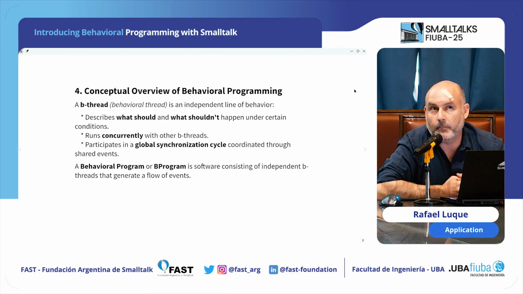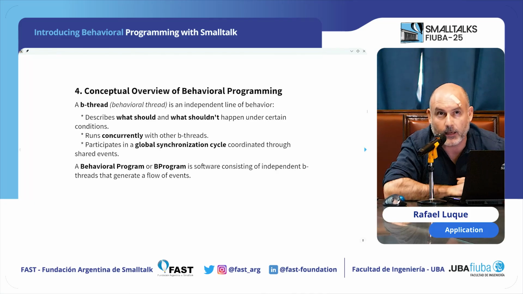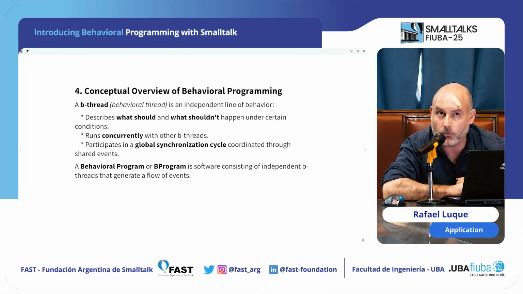A few words about the main concepts of behavioral programming. We have been talking about B-threads. B-thread is short for behavioral thread. We can understand this behavioral thread as a kind of fragment of behavior that is small and independent from the others, and that allows us to describe, as we have seen, what should and what shouldn't happen under certain conditions.